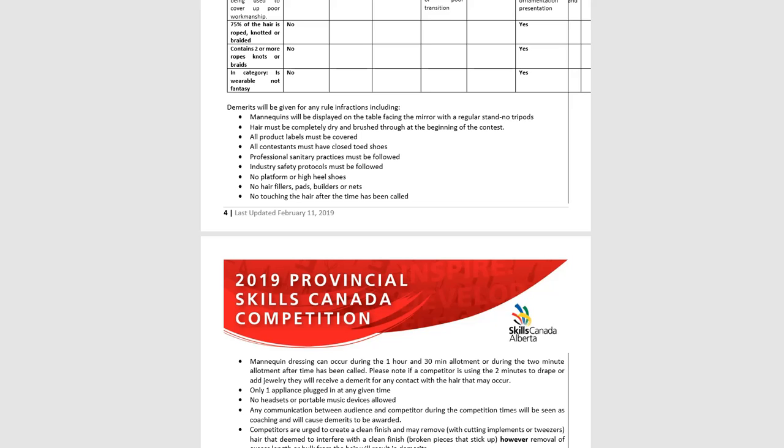Professional sanitary practices must be followed. These are things like sticking pins in your mouth and combs. Industry safety protocols must be followed. No platform or high-heeled shoes. No hair fillers, pads, builders, or nets can be used. There's no touching the hair after time has been called.